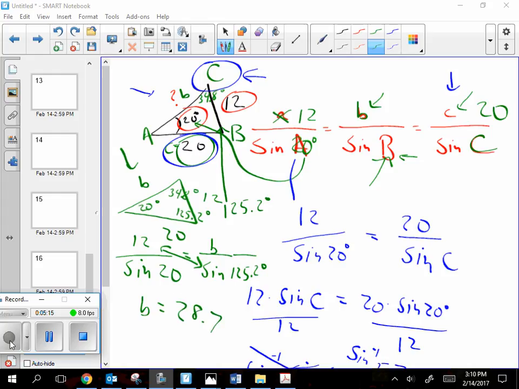Okay, so I figured out this side would have to be 28.7. All right, took me a while, but there we go. There's your law of sines at work. And again, law of sines is best when you have an angle and the side across from it.